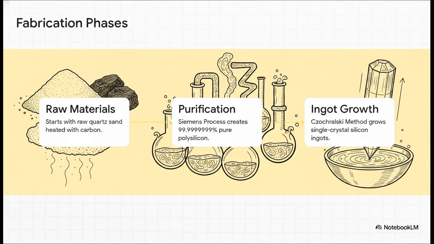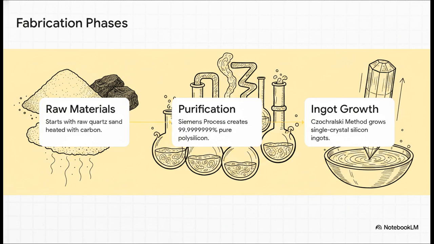Through a super intense chemical purification called the Siemens process, we vaporize and distill it until we reach what engineers call 9 nines purity. That is 99.9999999% pure electronic-grade polysilicon. We have to be that precise because even one microscopic impurity could cause massive electron recombination.